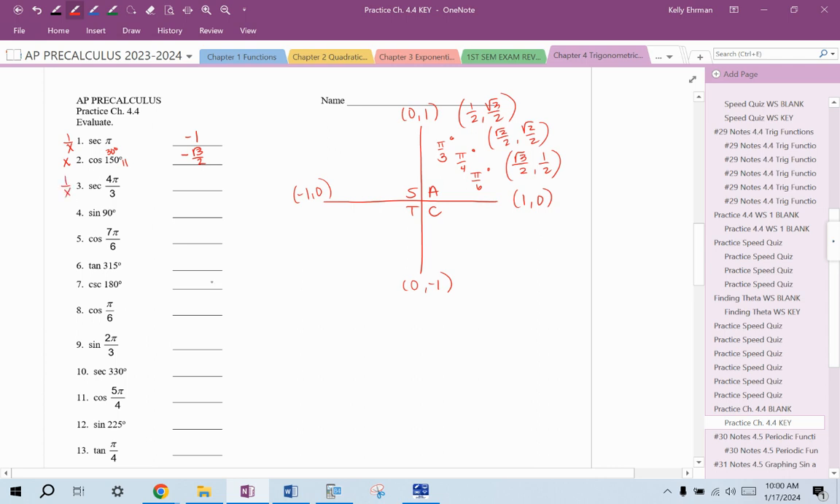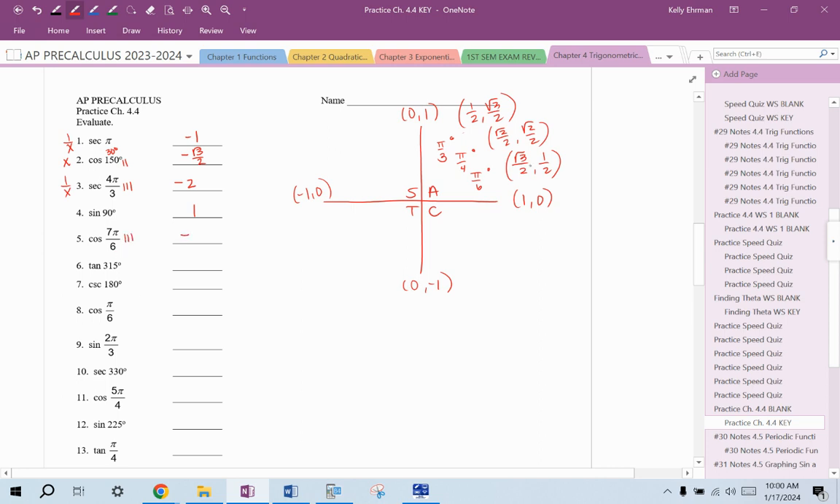Secant is 1 over x. So what's the x value at pi over 3? 1/2. Flip that, it's 2. And you're in quadrant 3, so secant and cosine are negative in quadrant 3. Sine of 90 is the y value at 90, which is 1. Cosine of 7 pi over 6, you're in quadrant 3, so the answer is negative.